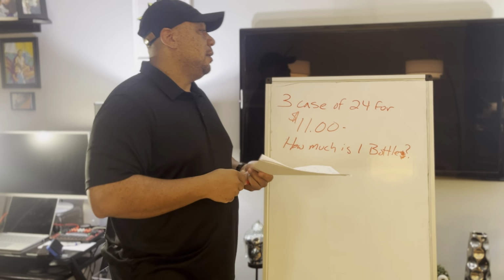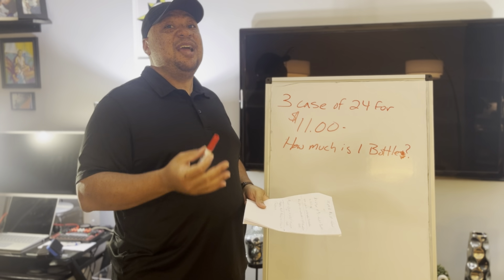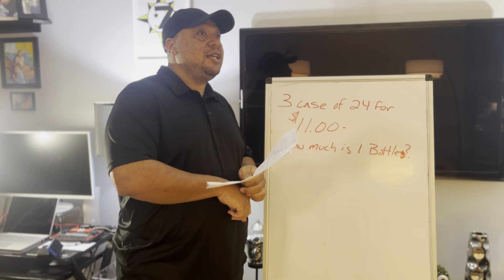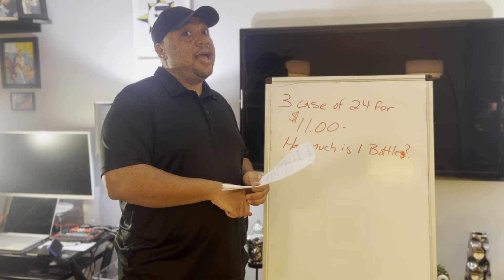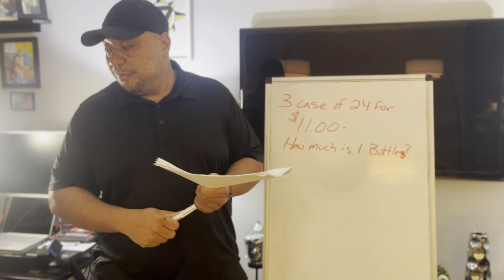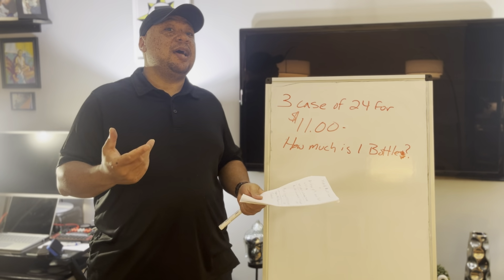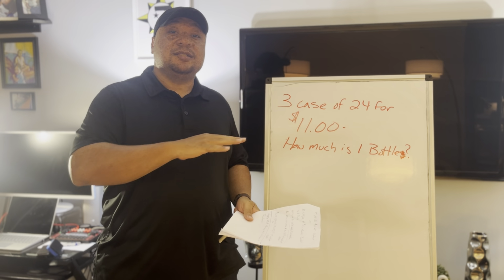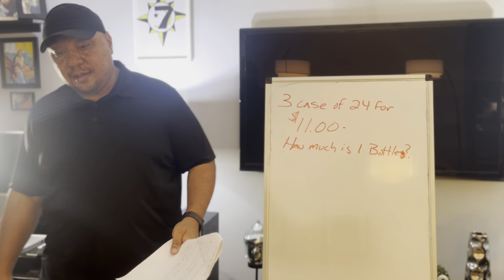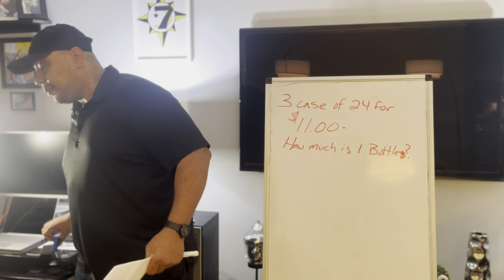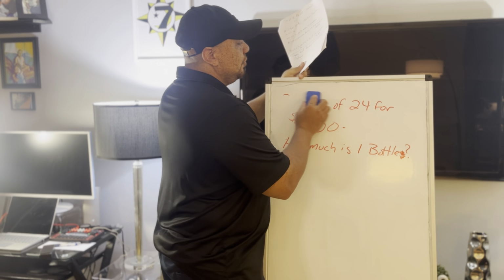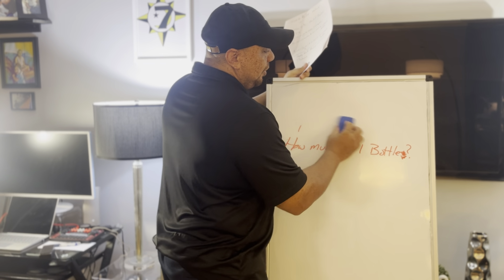All right. So first, we have to do a little multiplication here. If we have 3 cases of 24, we can add 24 plus 24 plus 24, but we usually multiply, and that's it. Multiply is just a quick way to do addition. All right, so first we gotta find out what's the total amount of bottles for $11.